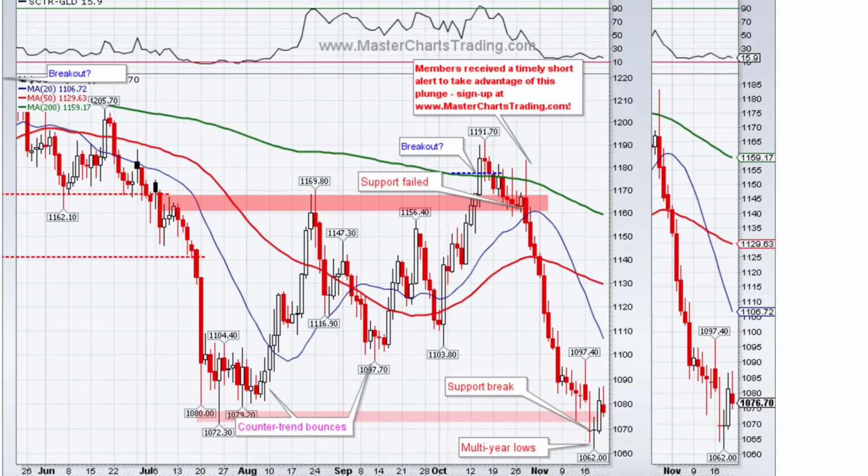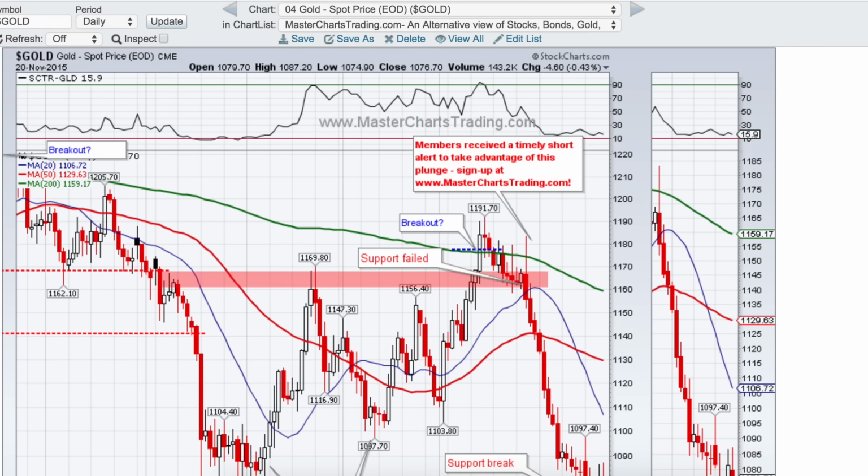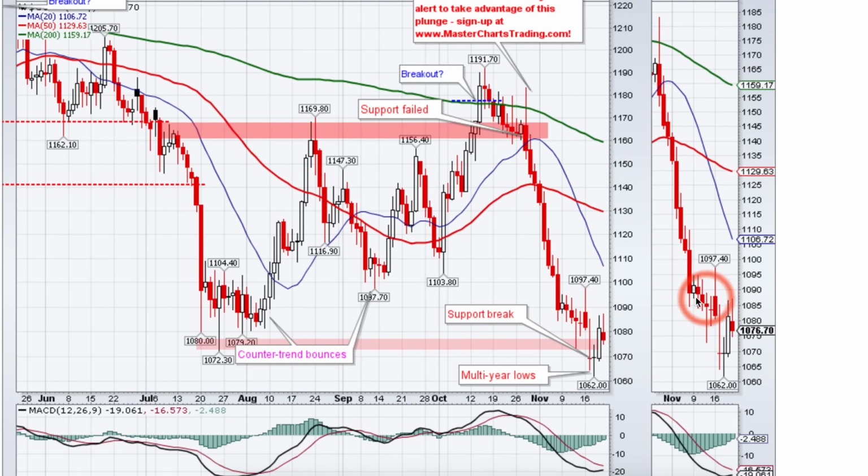Of course, the strength in the US dollar is weighing on all kinds of commodities, and gold comes to mind. This week we had a pretty clear support break here with a close at about 1070, and I think this is a close below multi-year lows, so it's a pretty clear support break.